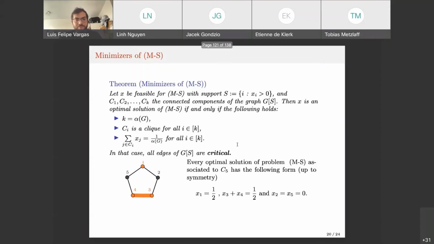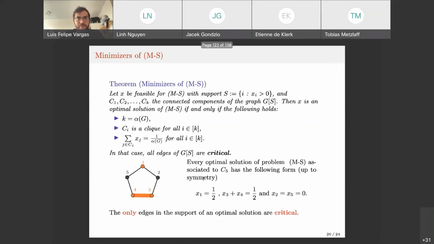So for example, in the case of C5, we know that the stability number is 2. So the connected components of the support should be the disjoint union of 2 cliques. So it should be of this form, one edge and one node. And in each connected component, the sum should be 1/2. And then we can actually characterize the minimizers for this case. And one important observation is that the only edges in the support of an optimal solution are critical.